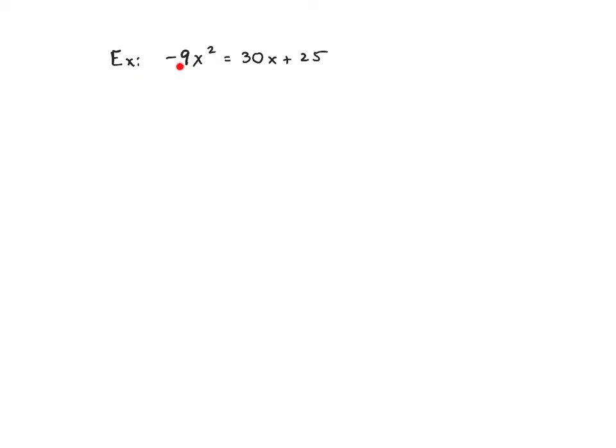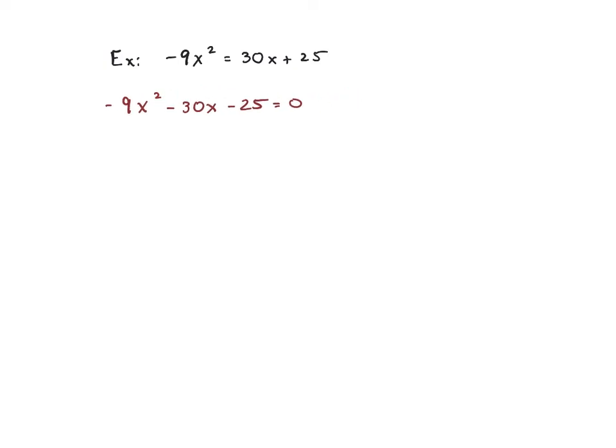Notice again, it is quadratic. I want to get this thing equal to 0, so I'm going to move the 30x and the 25 to the other side. So I subtract them from the right and from the left. So I end up with what's shown here in red.